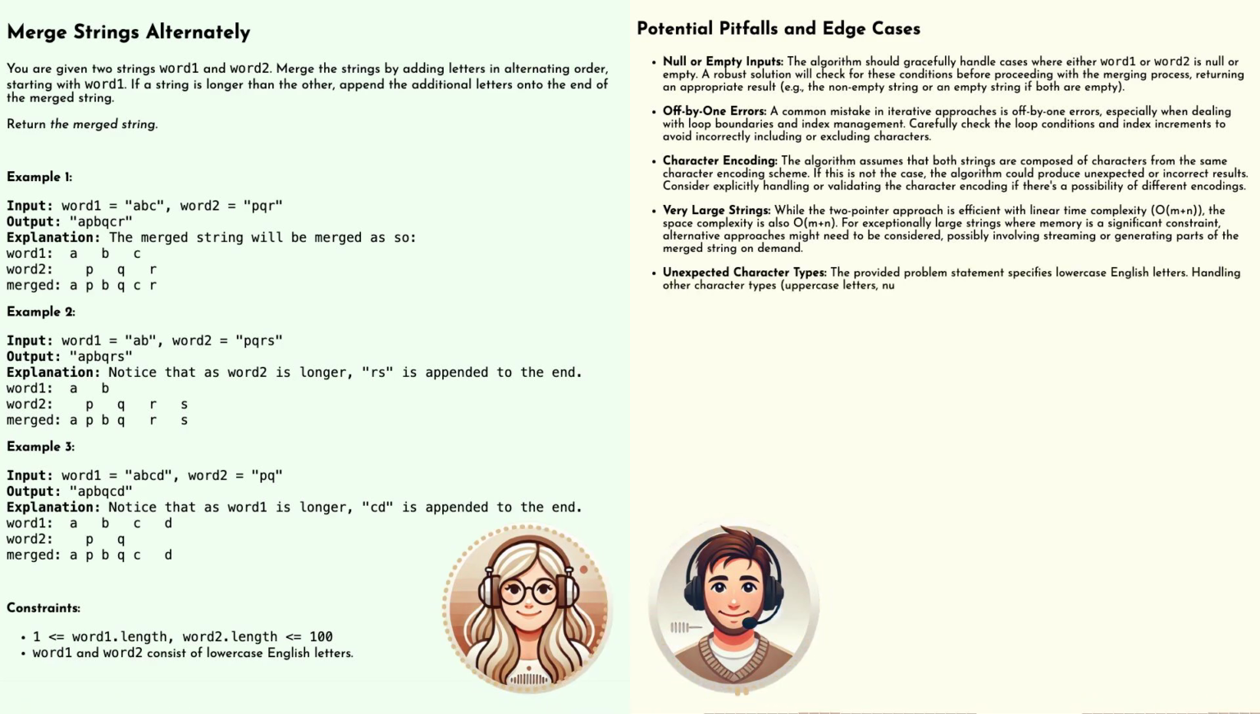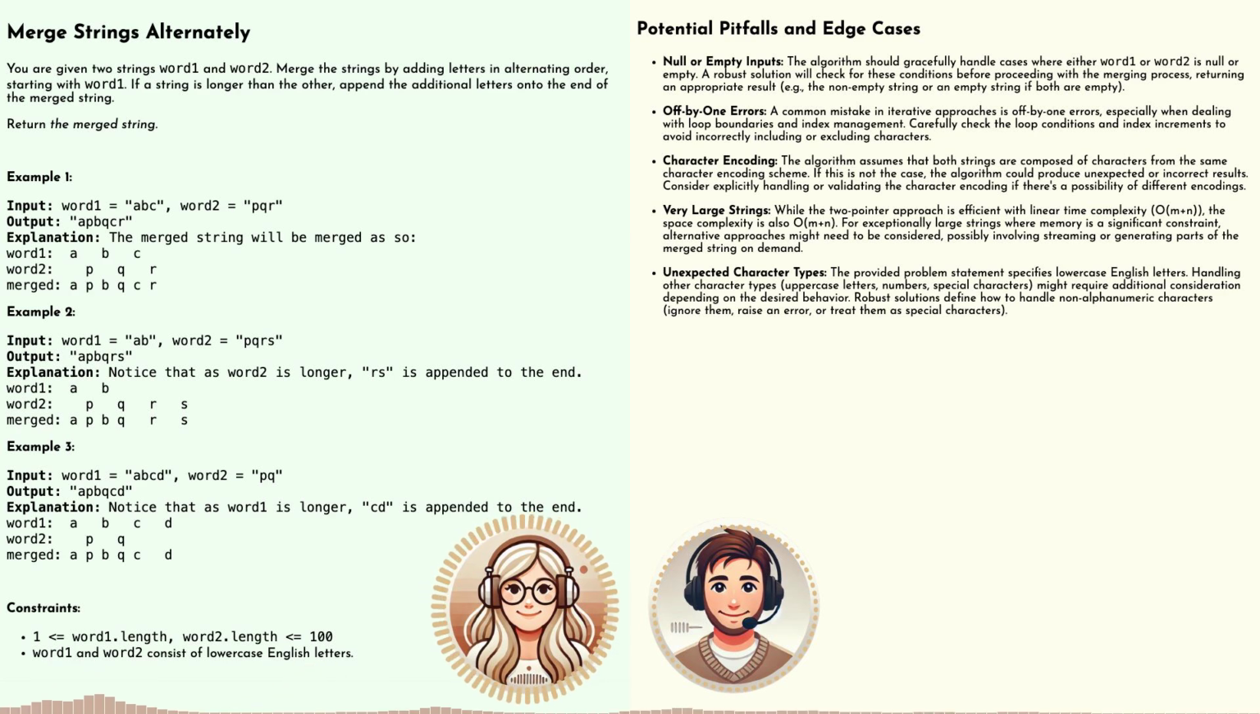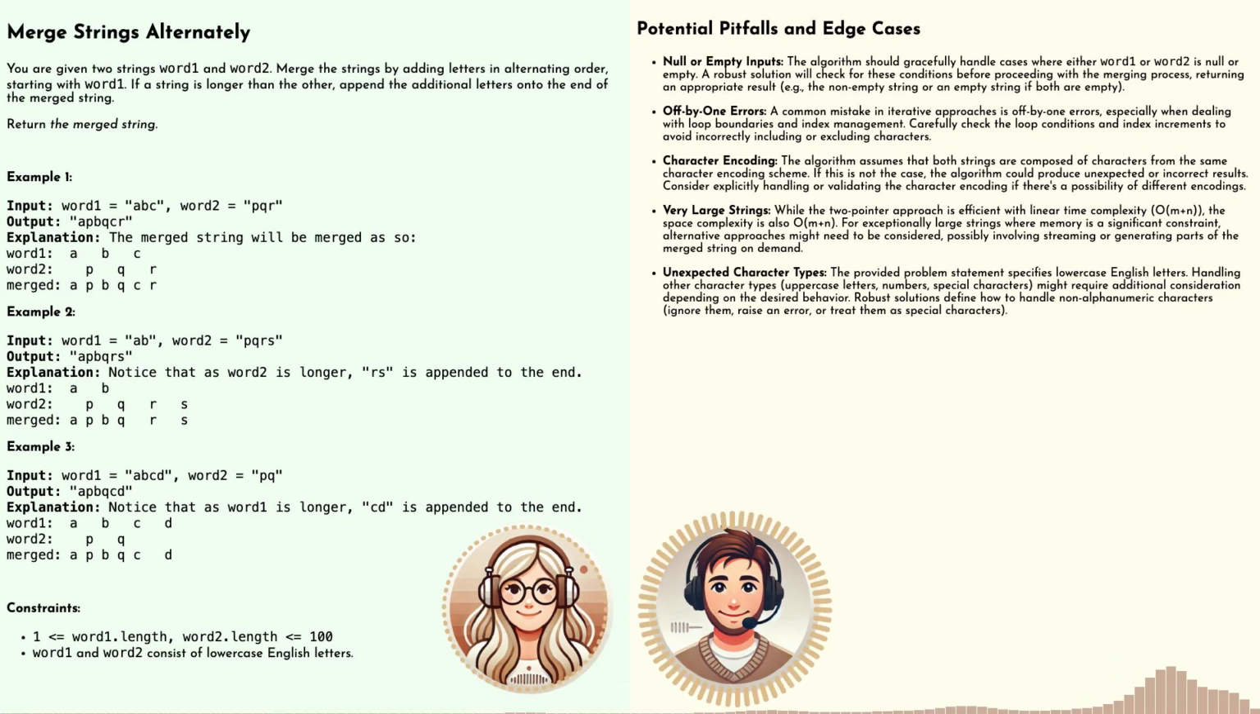Ah, yes, the dreaded empty string. It can really throw a wrench into things if we're not careful. Exactly. Imagine if either word one or word two is empty, right? Our merging logic needs to be robust enough to handle these cases gracefully, without causing any errors. So what's the best way to make our code empty string proof? Well, it's actually pretty simple. Before we even start that main merging process, we can add a quick check at the beginning of our code.